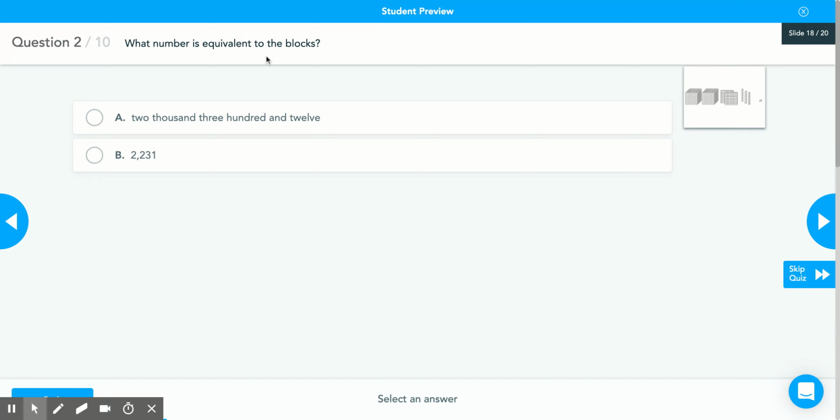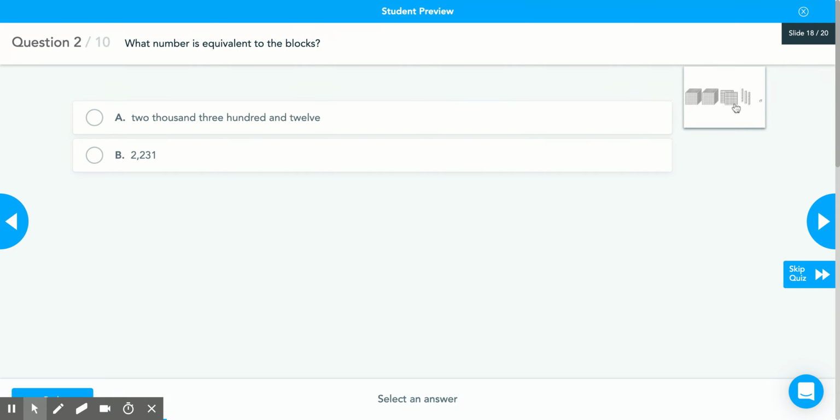Next, we have what number is equivalent to the blocks. The picture is kind of small, but it's in the top right corner. So we can see first, we have the 2000s blocks. So we can either put it into word form or standard form. In word form, it does say 2000, which is correct, and in the thousands place of standard form, there is a 2, so both would be correct so far.